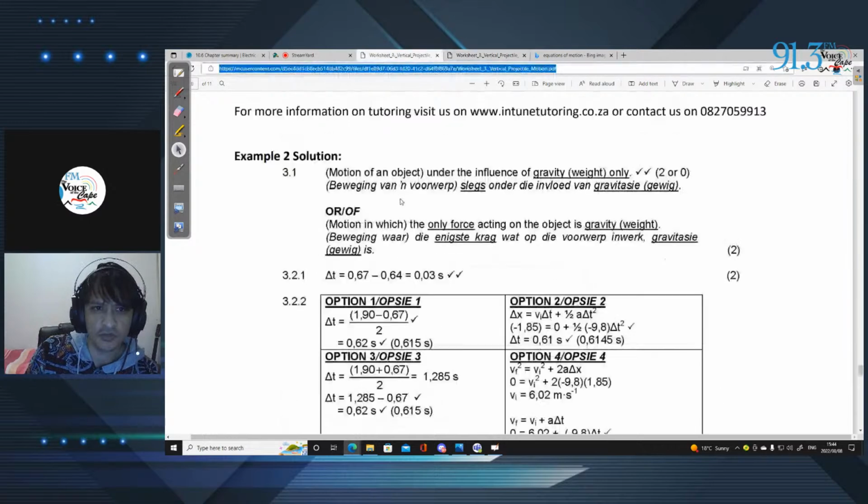And that's the term free fall: the motion of an object under the influence of gravity or weight only. And you'll get 2 marks for that, right? Gravity is just acting on it.